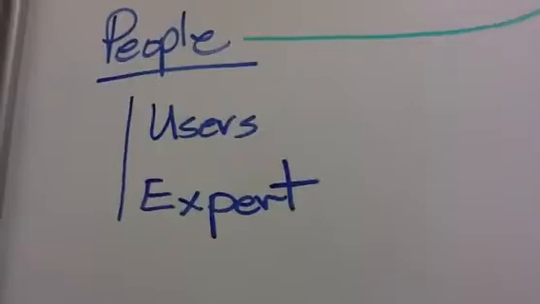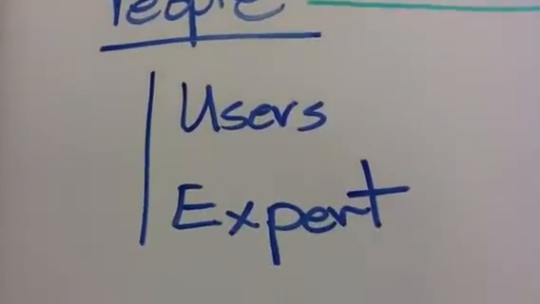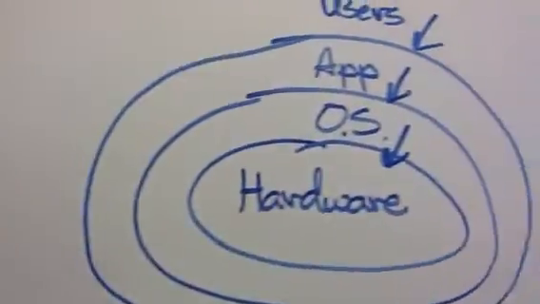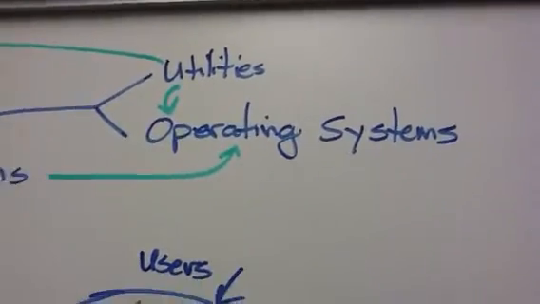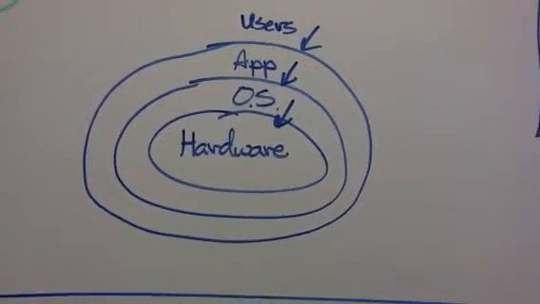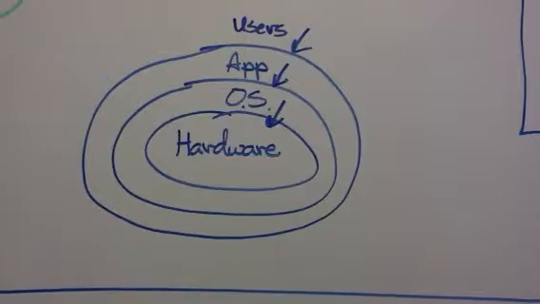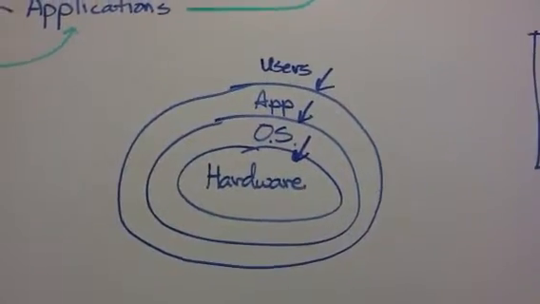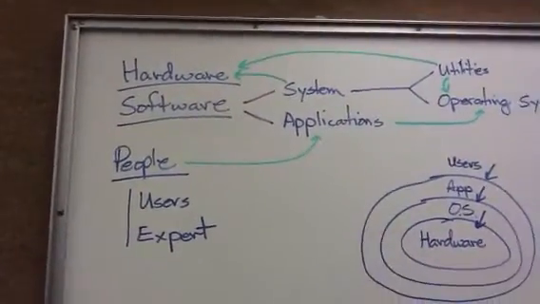Now, if you're a user, that's probably what you do. Primarily work with an application. If you become more of an expert, you probably are able to work not only with the application, but also with the operating system and some utilities. And we'll learn those as we go along in the course. So if we were to draw a picture of that, we have the hardware here. Operating system works with the hardware, the app works with the operating system, and the user works with the app, typically. Okay? 3 major things: hardware, software, people.